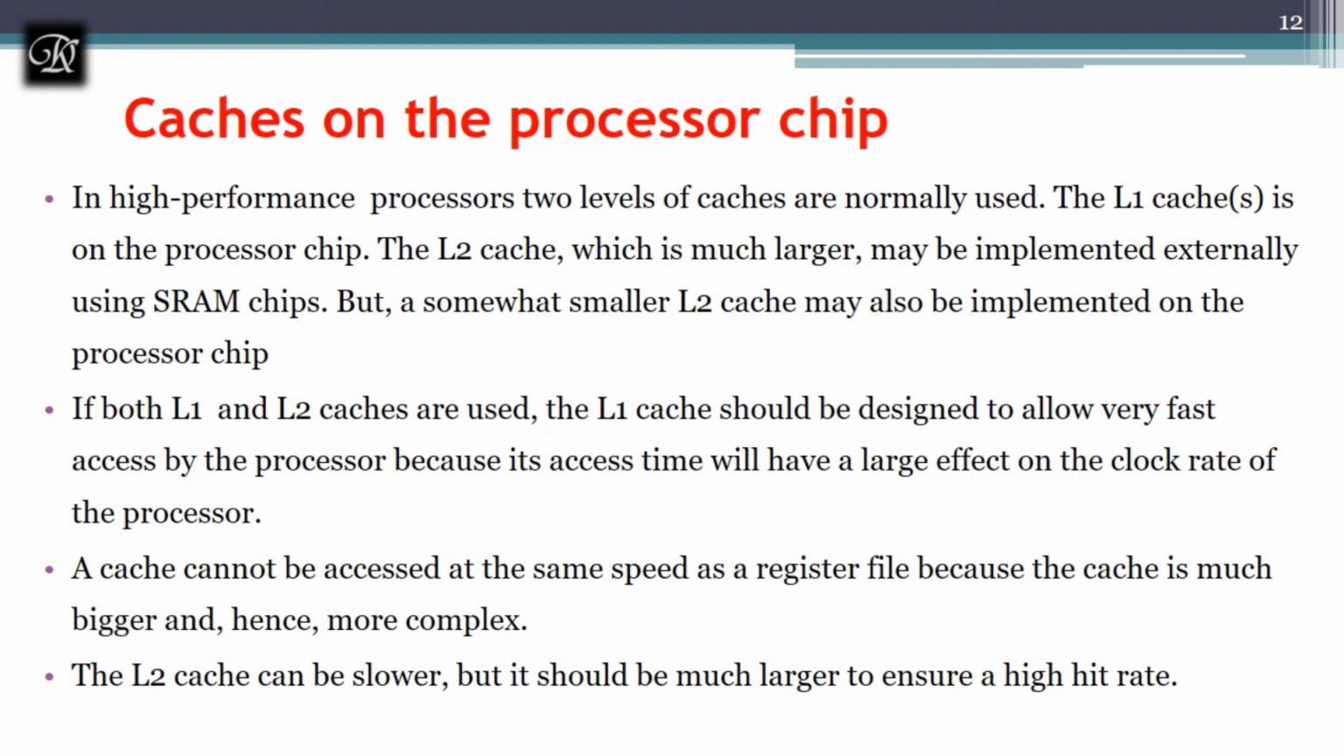The cache is much bigger, and hence its access is also more complex. L2 cache can be slower because it is bigger than L1 cache. It again goes with the size. If the size is increasing, the speed is decreasing, which we have seen in the hierarchy. But it should be much larger to ensure a high hit rate. L2 should have more space, so that our ultimate intention is to increase the hit rate and reduce the miss penalties.